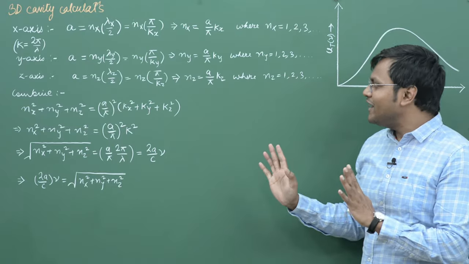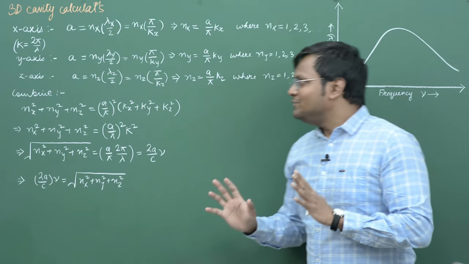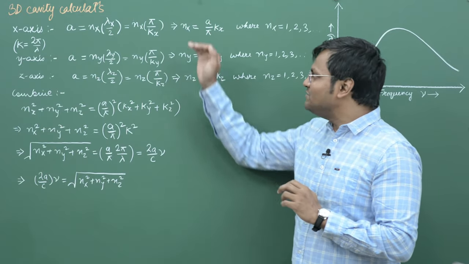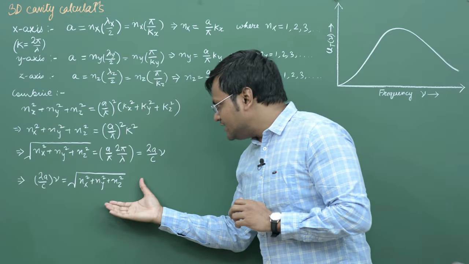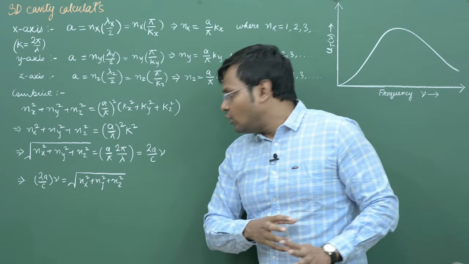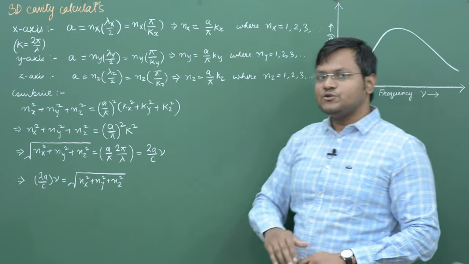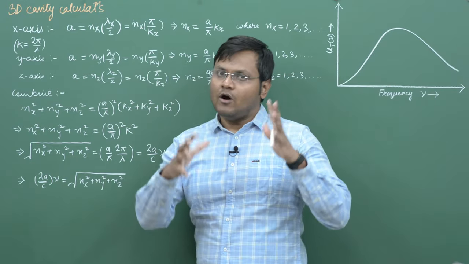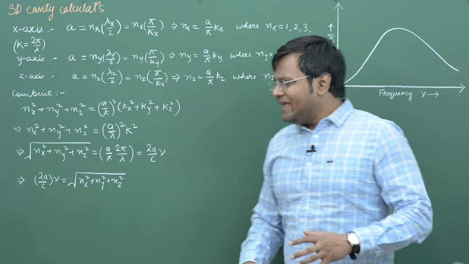I tried to simplify it because it was getting to be a lengthy derivation. I just simplified it because ultimately I'm getting the same condition that I would have gotten from that perspective also. So this is the condition that is associated with all the standing waves that are formed in a three-dimensional cavity. Now, what can we make from this?